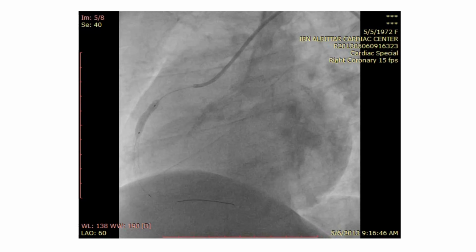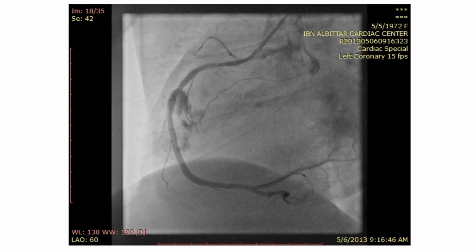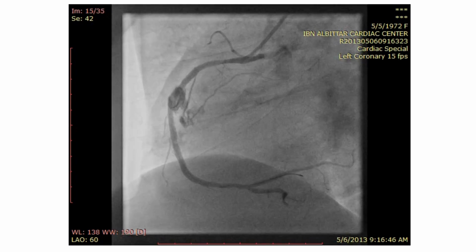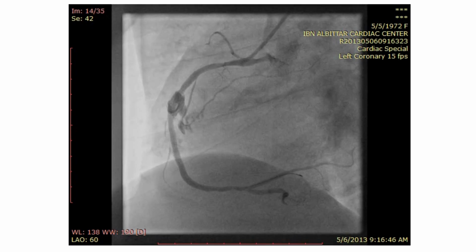Following this higher pressure inflation, this is the angiography. And it's clear that there is a large perforation with a frank extravasation of dye.